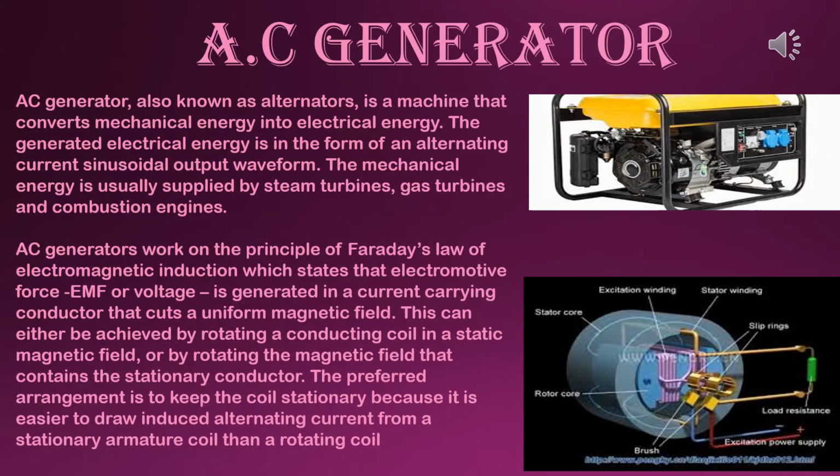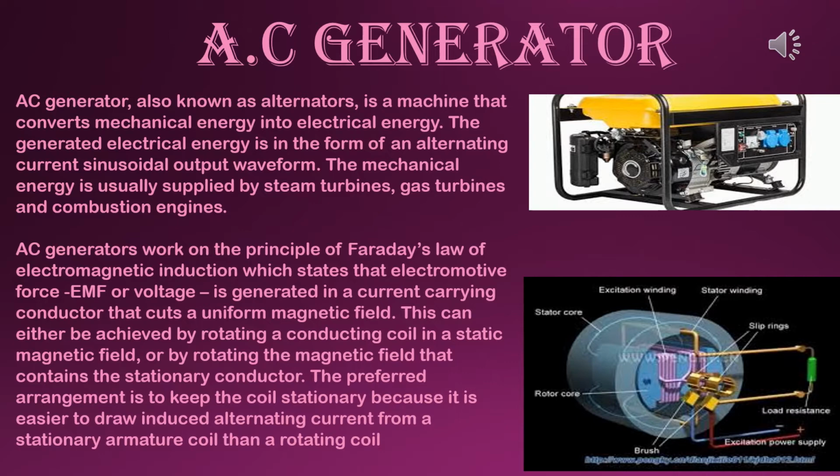First, the AC generator. An AC generator, also known as an alternator, is a machine that converts mechanical energy into electrical energy. The generated electrical energy is in the form of alternating current, with a sinusoidal output waveform. The mechanical energy is usually supplied by steam turbines, gas turbines, and combustion engines. So an AC generator converts mechanical energy into electrical energy in the form of AC.